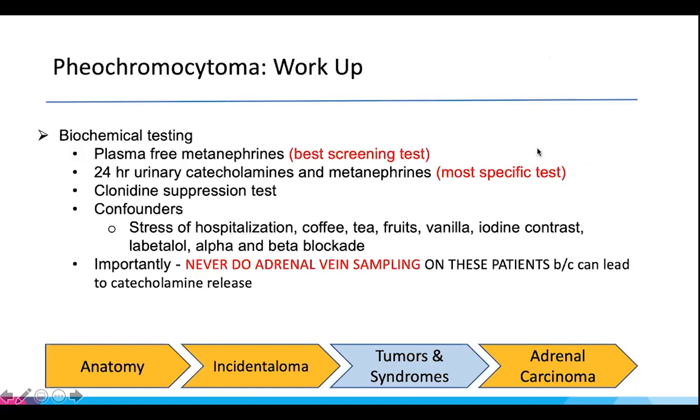Workup for pheochromocytoma: start with plasma-free metanephrines, which is the best screening test. 24-hour urinary catecholamines and metanephrines is the most specific test. Also could consider clonidine suppression tests. Certain confounders are listed here in the testing as well. Importantly, following up from the aldosteronoma, you never want to do an adrenal vein sampling when you're considering pheochromocytoma, because this can lead to catecholamine release.